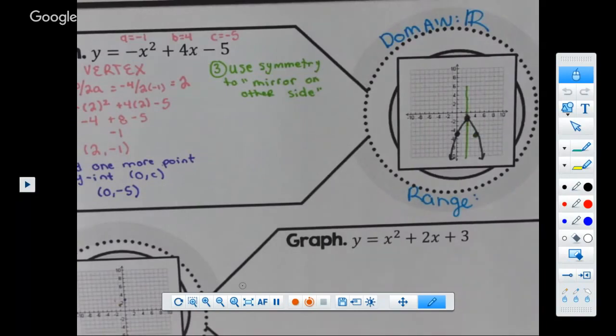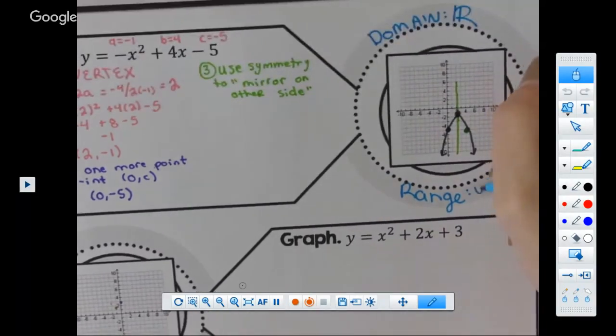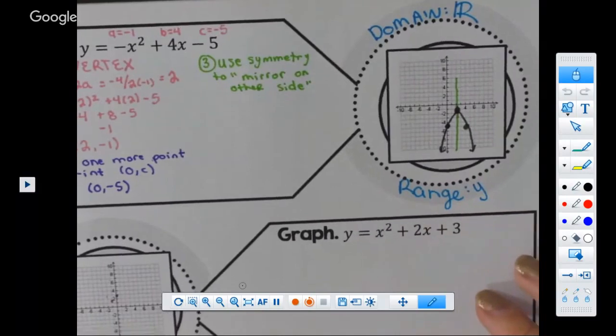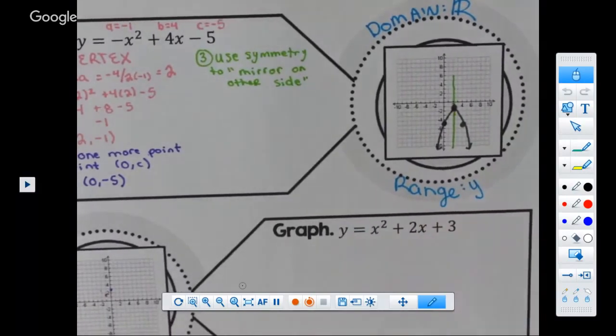What is the range? 0? No? So we know it's y. So y'all tell me, what is the y value that this graph starts on? 2? 2 is the x value. -1. You're always going to use k. So it's always y and k. So the big decision, are we graphing below or above the vertex? Below. So are we going to use less than or greater than? Less than.